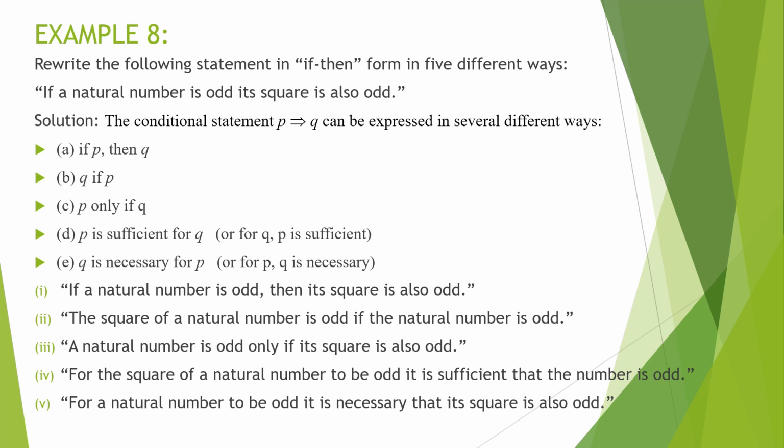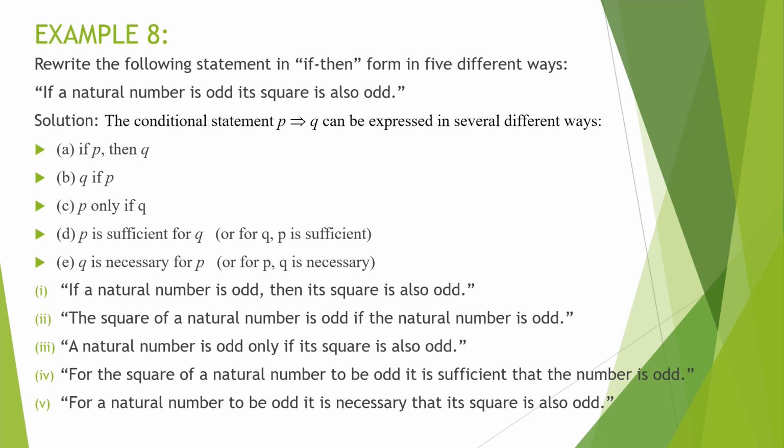First is a simple way, if P then Q. That means if a natural number is odd, then its square is also odd. This is the simplest way. Second one, Q if P. That means the square of a natural number is odd if the natural number is odd. Third case, P only if Q. A natural number is odd only if its square is also odd.